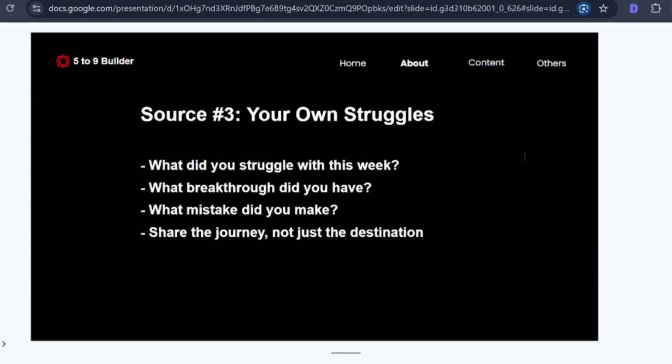Then the third one is your own struggle. You can use your own struggle. You've gone through the process. You've failed several times, and now you've been able to make it. So you can share that story, use it as a post, and people will relate to that.